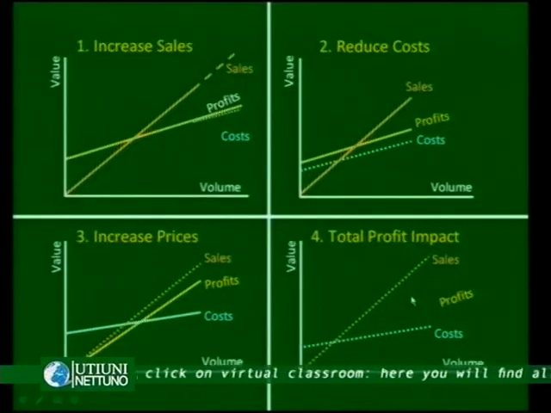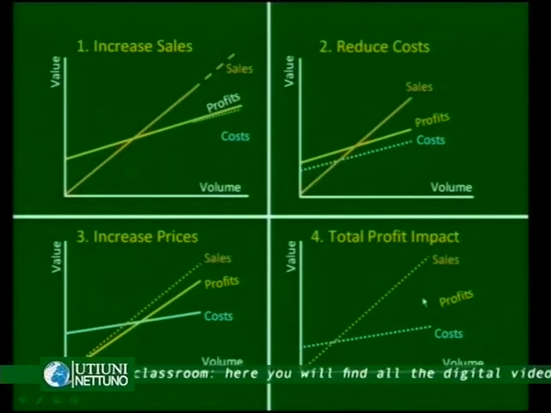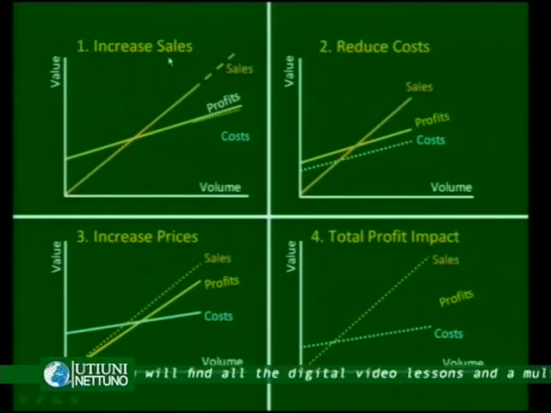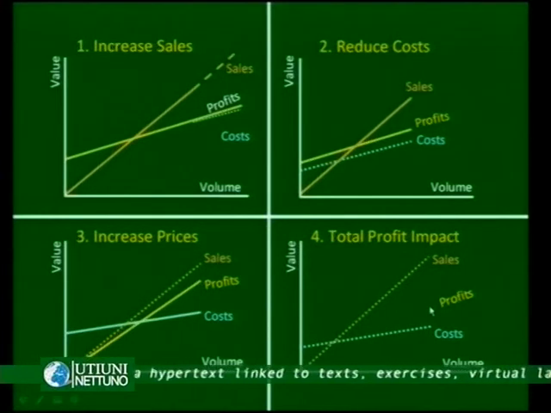So, if we look at this fourth chart here, the bottom right hand side, total profit impact. By that we mean the impact of number 1, sales increase, number 2, reduce costs, number 3, increase prices. If you can impact all 3, you have a much bigger profit.